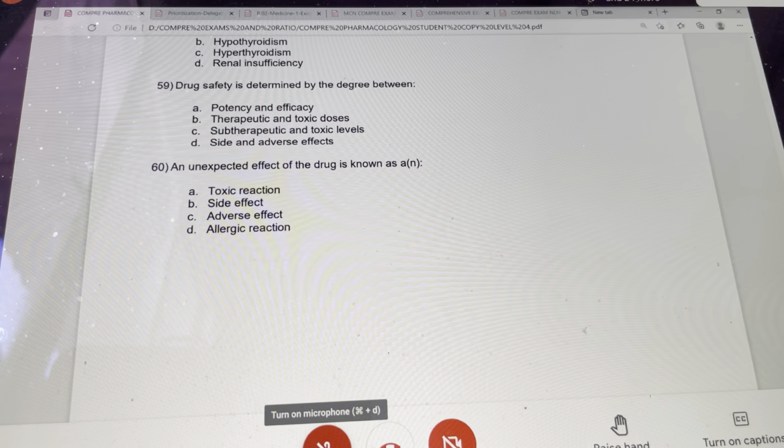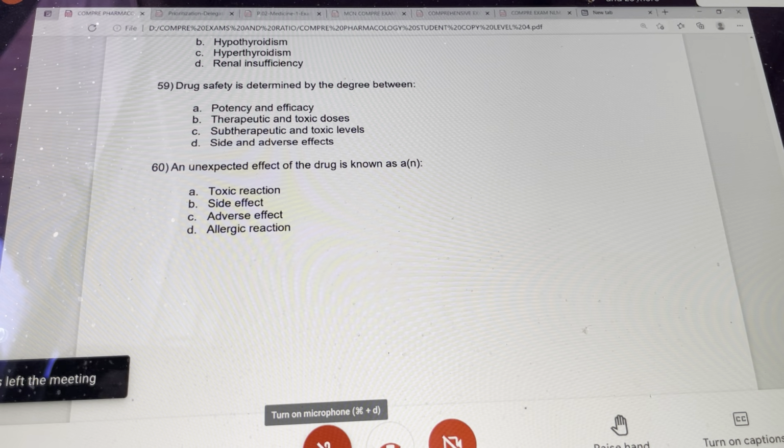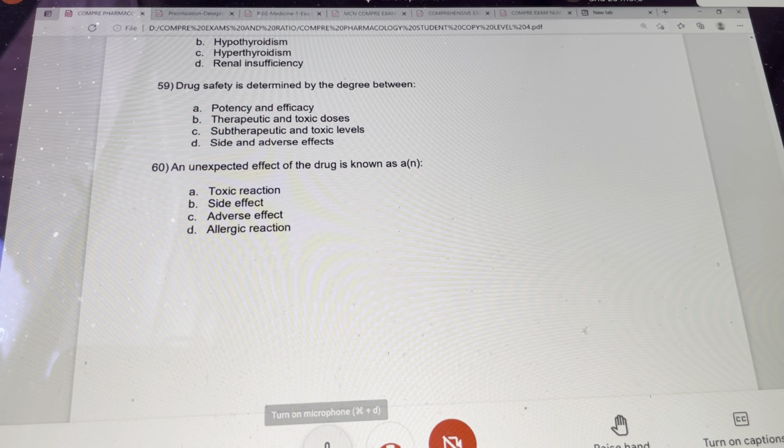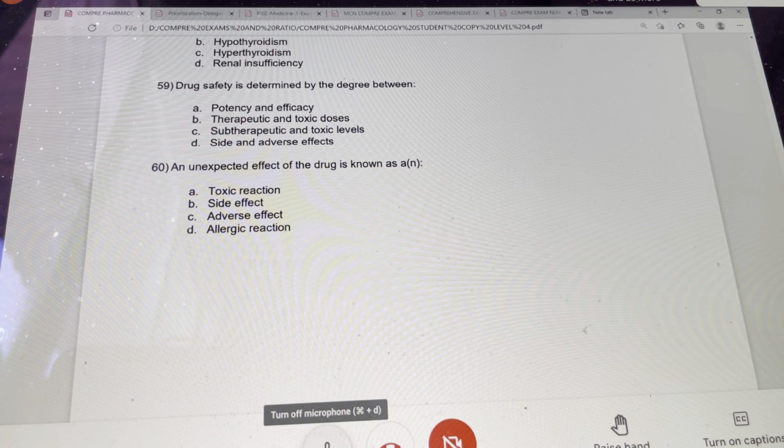Next, number 59. Let's hurry. Drug safety is determined by the degree between what? Drug safety is determined by the degree between therapeutic and toxic doses. Very good. That's number 59: therapeutic and toxic doses. That is drug safety.